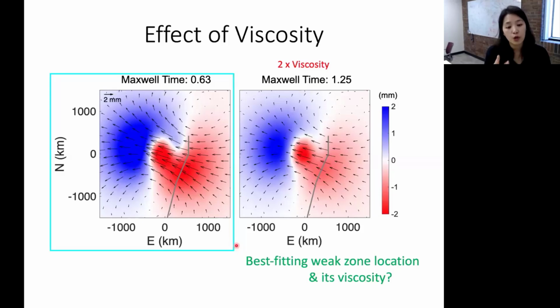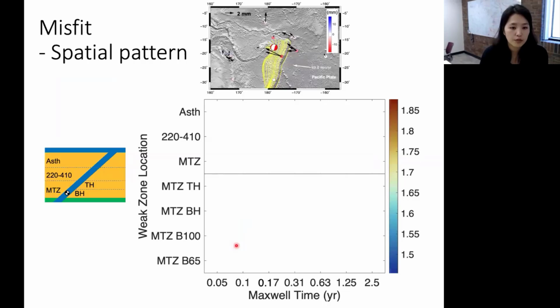So we can try to go ahead and find best fitting weak zone location and its viscosity. So we can do that in this plot. So here on one axis, we have weak zone location. And here I added a few more. We looked at asthenosphere earlier and mantle transition zone earlier. I also added a zone between asthenosphere and mantle transition zone, which I just named 220 to 410 because that's the depth of this range.